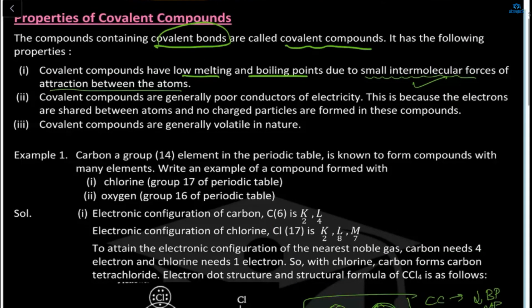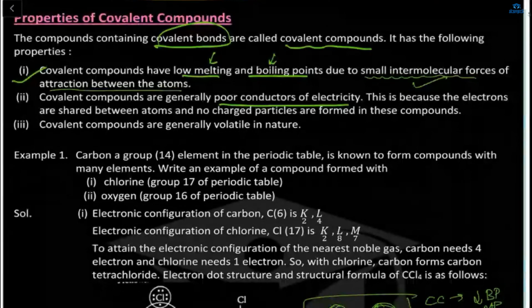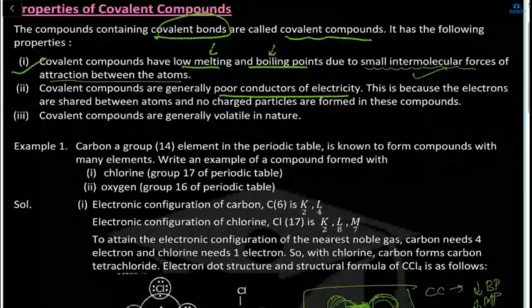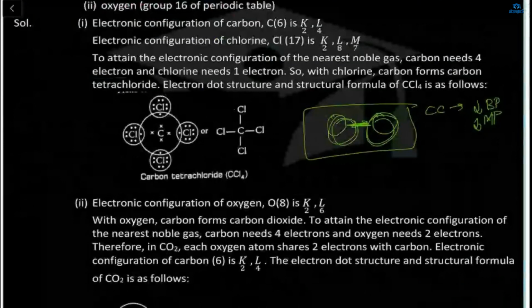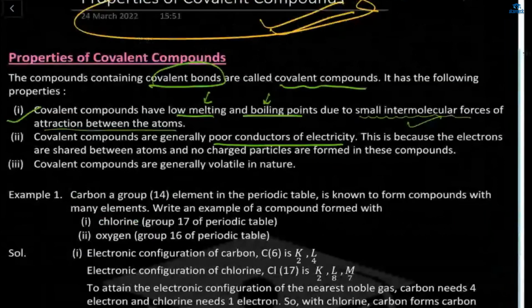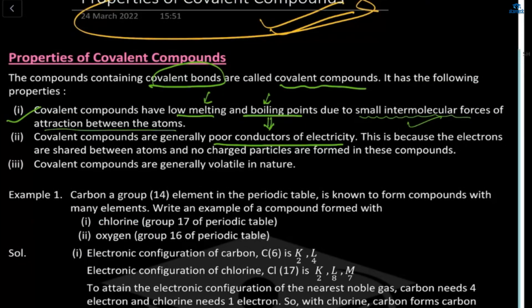Now, this was the first point. What is the second point? That it is a poor conductor of electricity. If the boiling and melting points are low, obviously it will be a poor conductor of electricity. This is because the electrons are shared between atoms and no charged particles are formed. See here, the electrons are shared between the atoms. Here also the electrons are shared between the atoms. That's why it is a poor conductor of electricity.